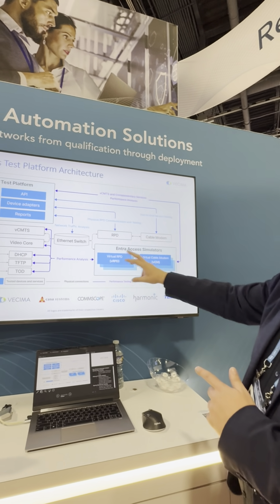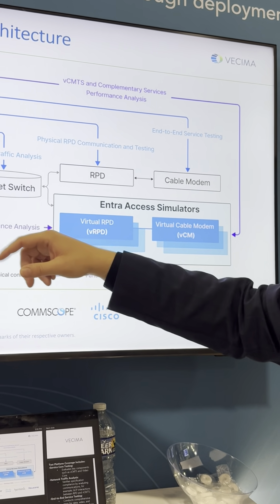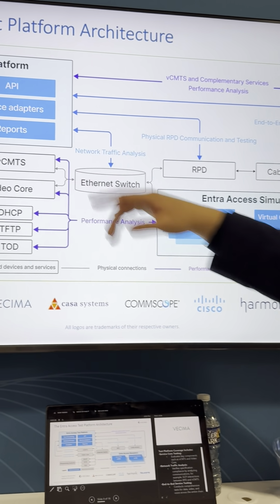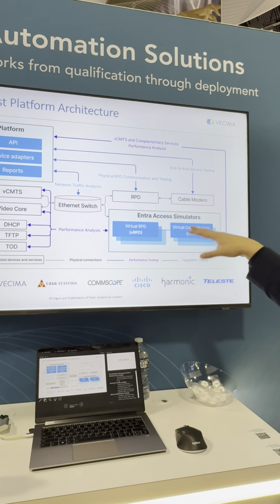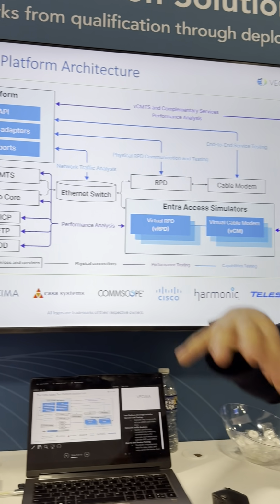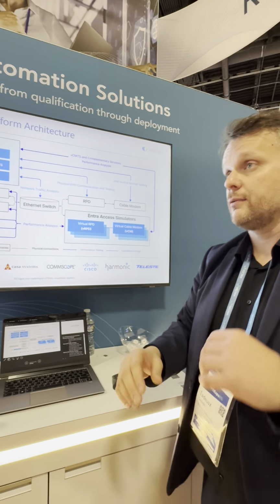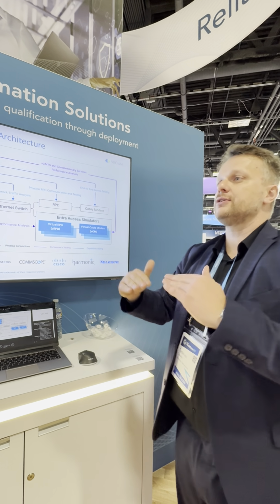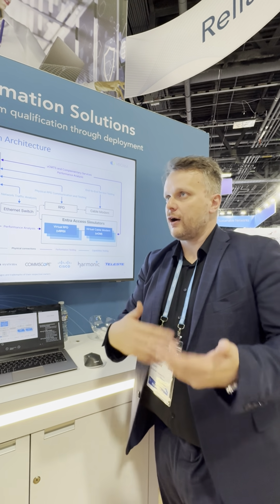And we have a second part, the simulators, that are talking with VCMTS or video core, generating metrics. This box can talk with Entra simulators, but also can actually orchestrate the real RPDs. So you have hybrid scenarios where you have 25,000 virtual modems and one physical modem connected to VCMTS, and then you can see how the virtual modems are stressing out the internals of VCMTS and look at the real RPD and real cable modem, how the system is working.